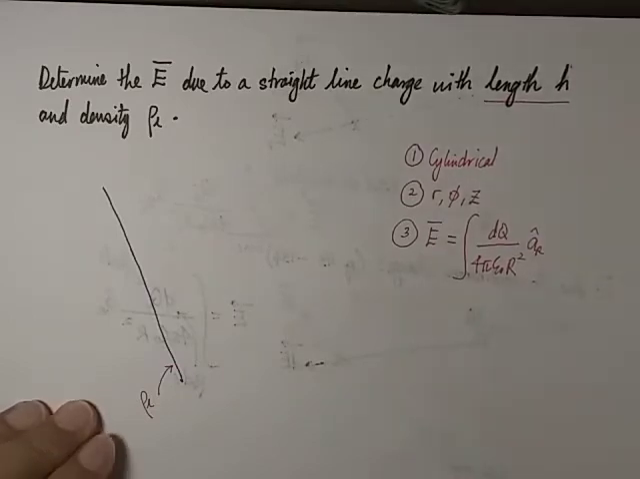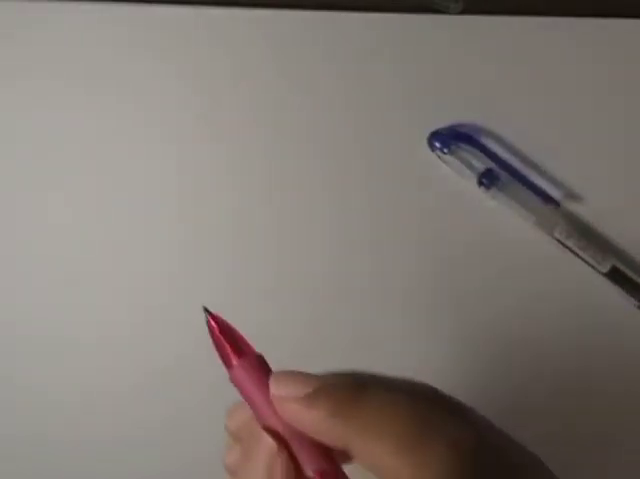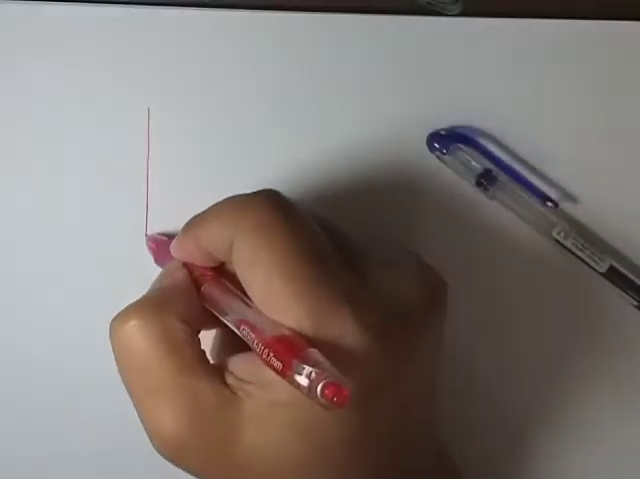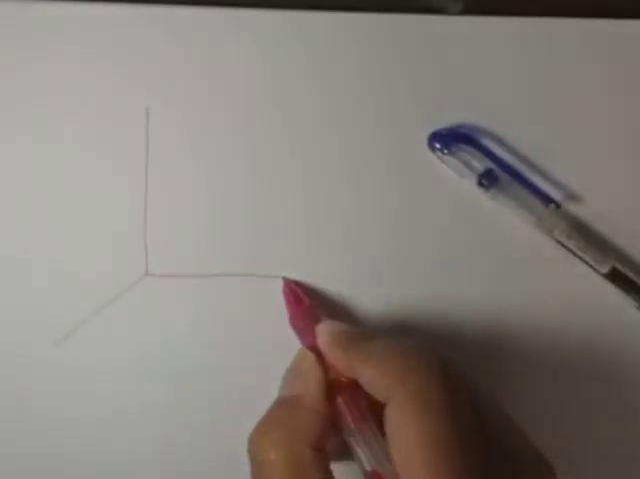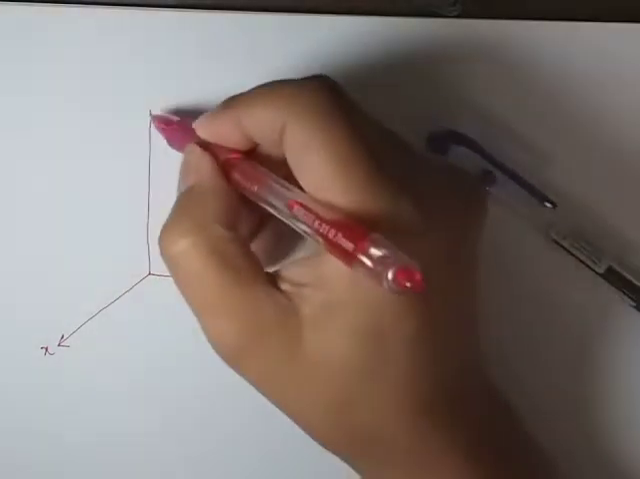So let's draw our problem now. We have cylindrical coordinate to be drawn. So I'm going to draw my cylindrical coordinate now. First the z-axis. So this should be my x, and this should be my y. Let's make it clear: x, y, and z.